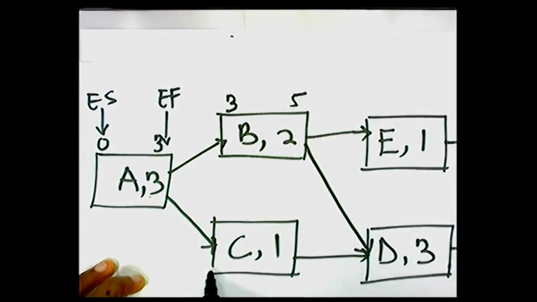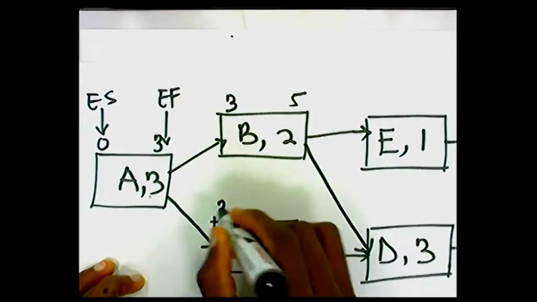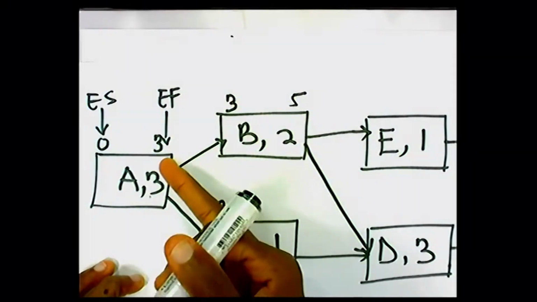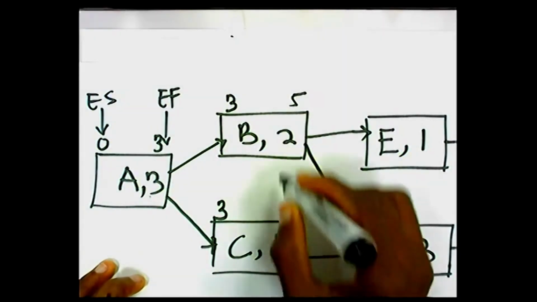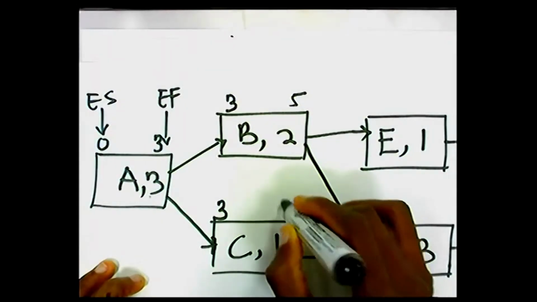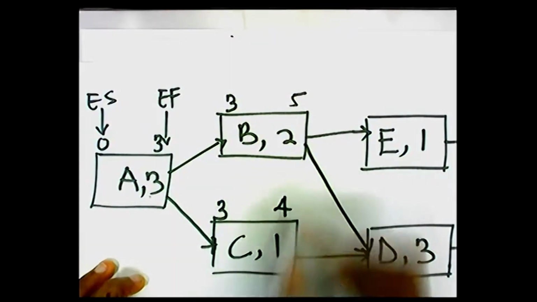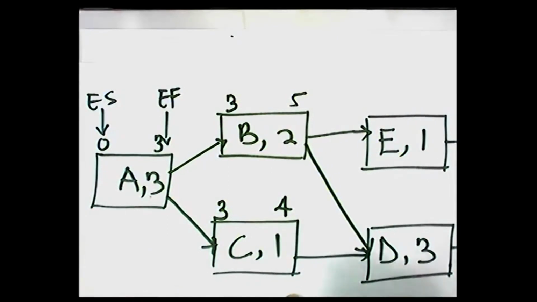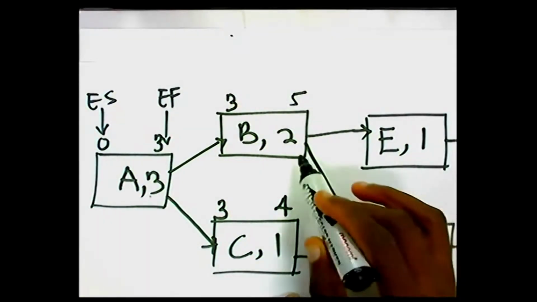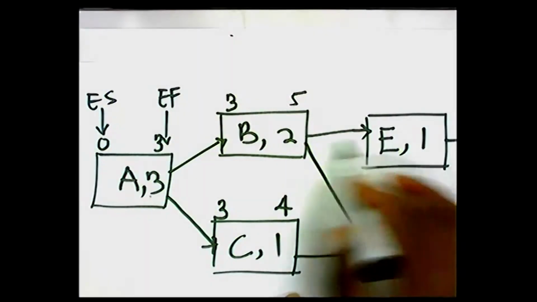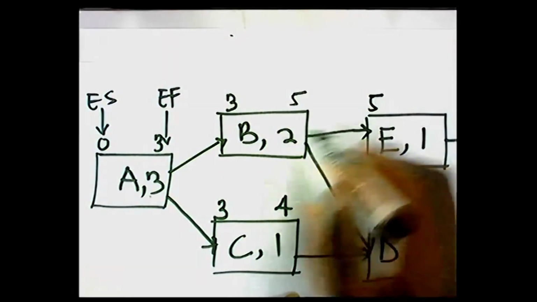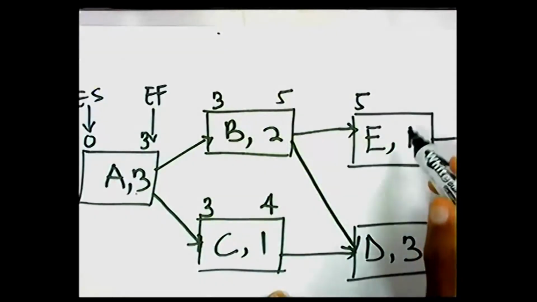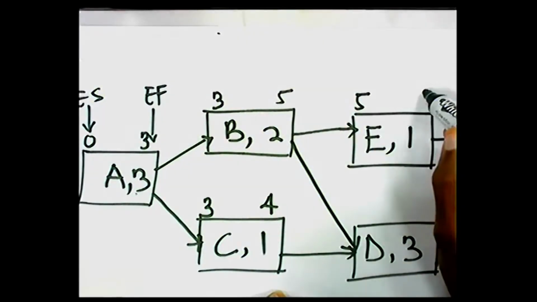Now, activity C is also preceded by A. So it means that we can also start activity C after 3 months. So here, the earliest finish time for activity A becomes the earliest start time for activity C. The earliest finish time would now be 4 because it's 3 plus 1. Okay, so let's come to activity E. Activity E is preceded by B only. So the earliest time we can start activity E will be after 5 months, when activity B is completed. And then the earliest time we can finish activity E would be 6 months.